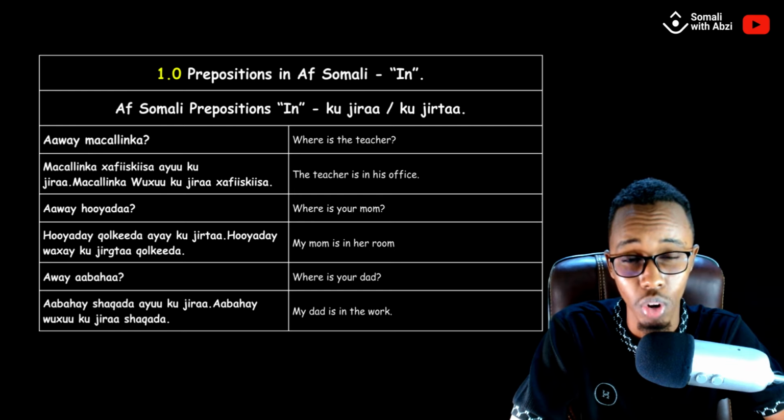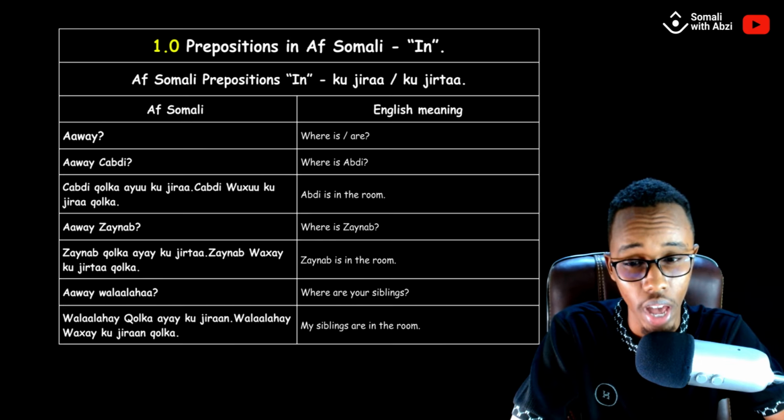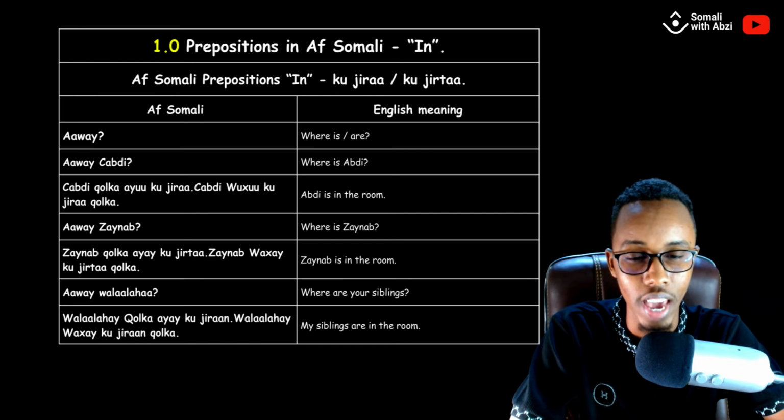Away is only for people and things and also animals. But for places, you're going to use xagee waaye, intee waaye, or waa xagee. And that's what we're going to learn in our course in Af Somali level 2, inshallah. So now, away means where is or where are for people. So, away Abdi.